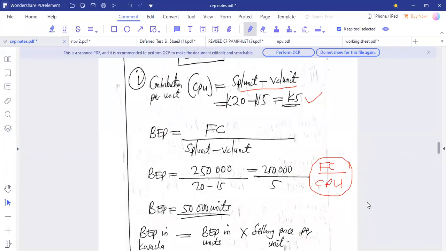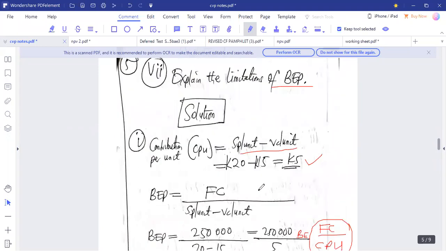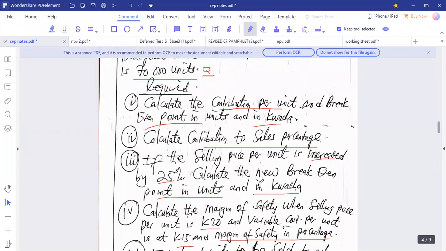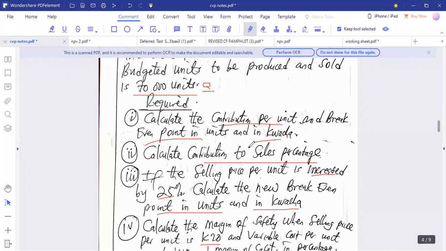So we are getting this as our BEP. So we can now get to the answer here. We are getting 250,000, then we are dividing it by 5. So we are getting our BEP as 50,000 units on the first part of the question, where we are looking at the contribution per unit and the break-even point in units and in kwacha.